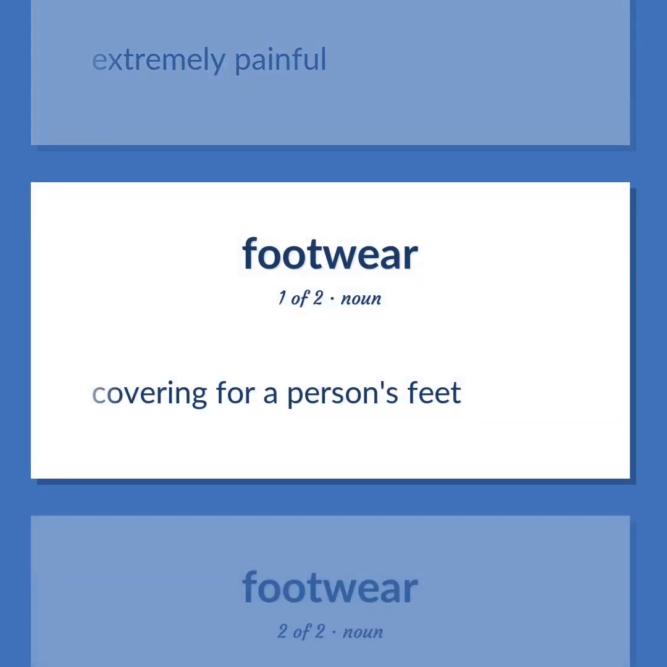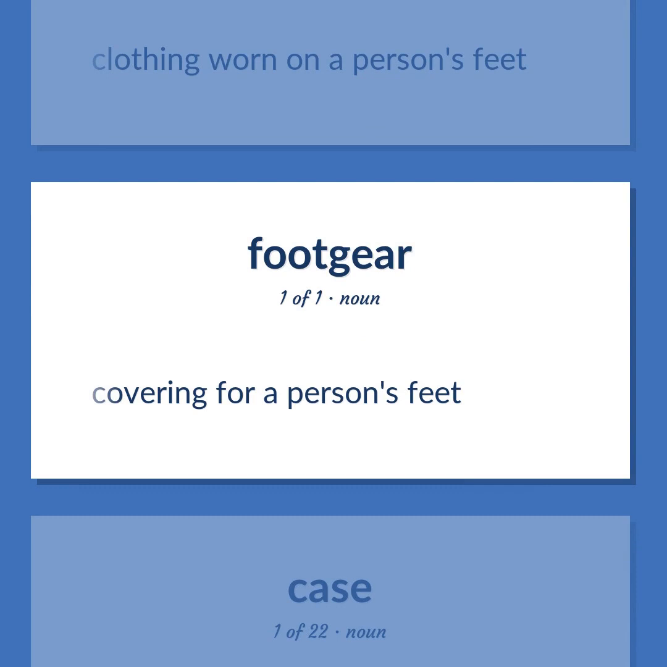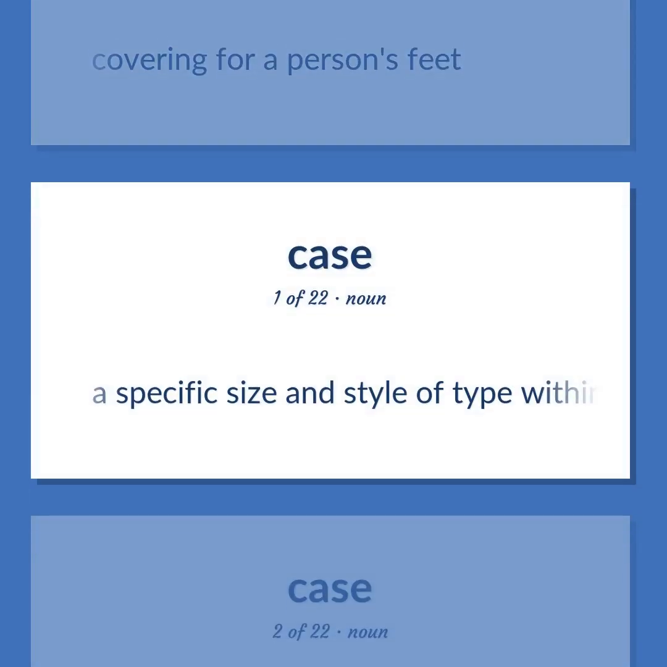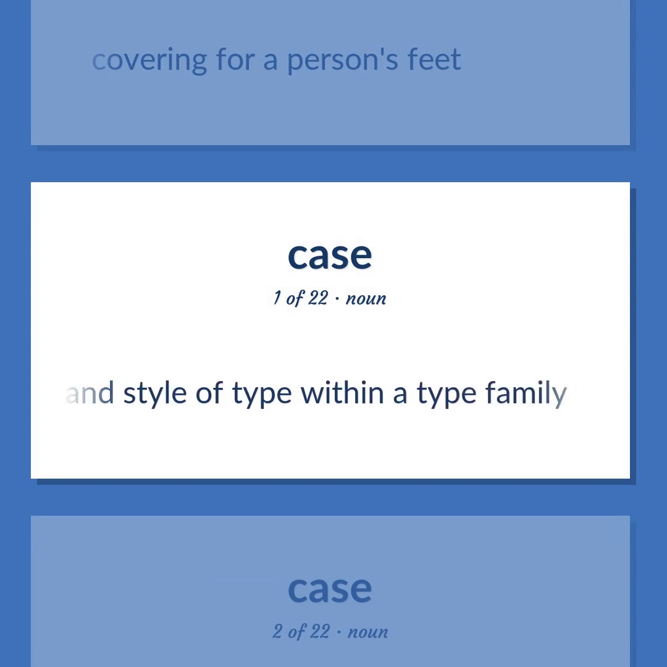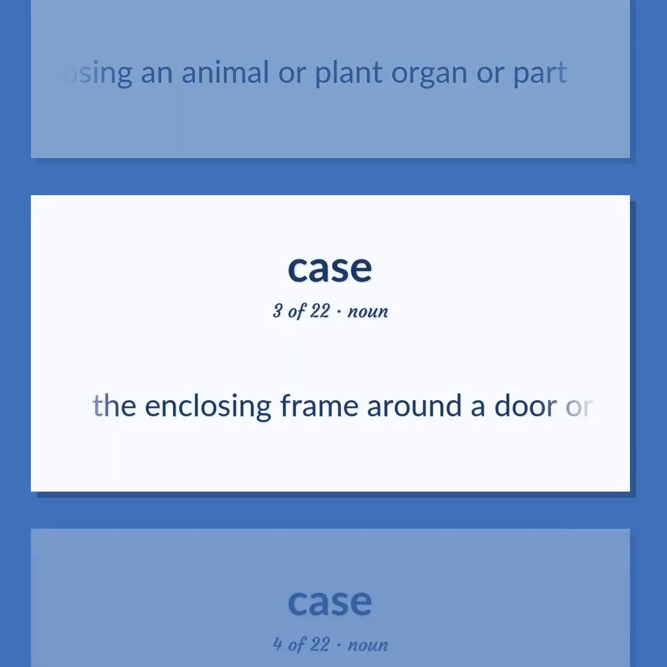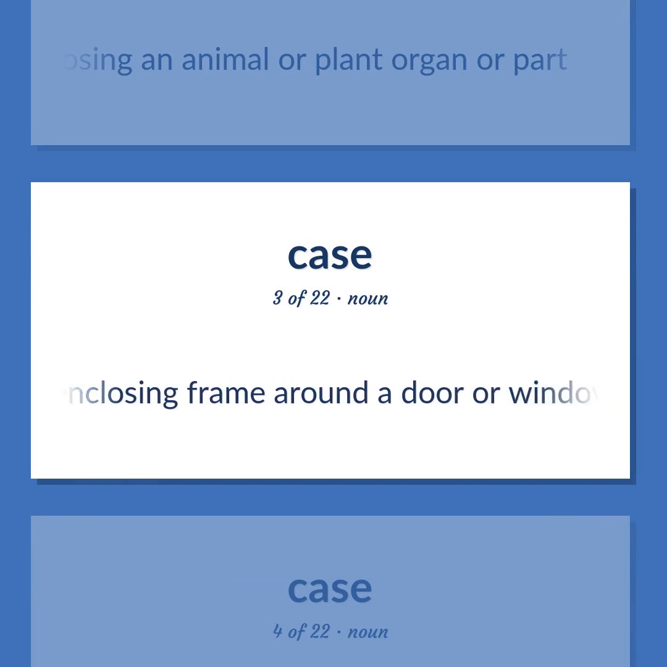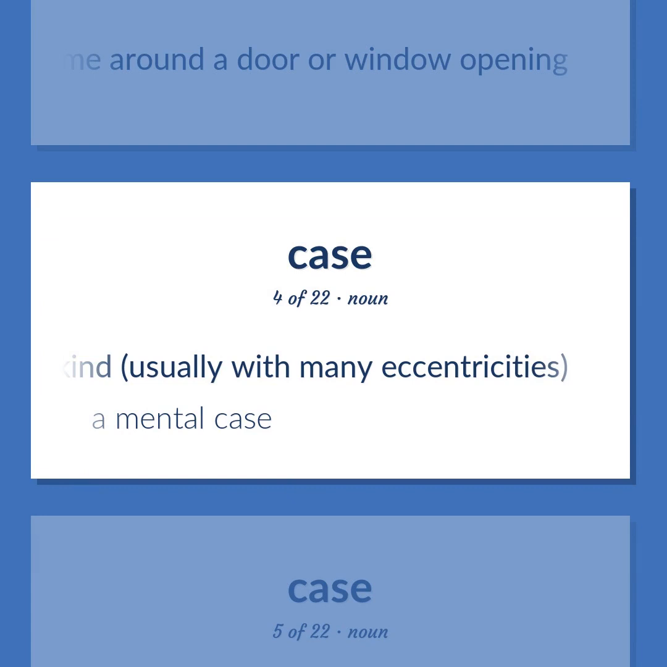Covering for a person's feet. Clothing worn on a person's feet. Covering for a person's feet. A specific size and style of type within a type family. An enveloping structure or covering enclosing an animal or plant organ or part. The enclosing frame around a door or window opening. A person of a specified kind, usually with many eccentricities. A mental case.